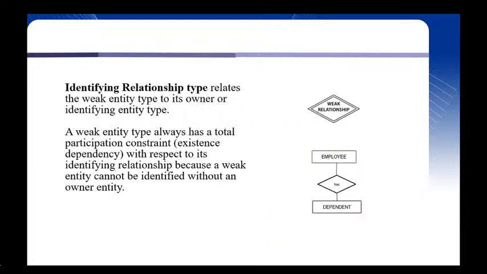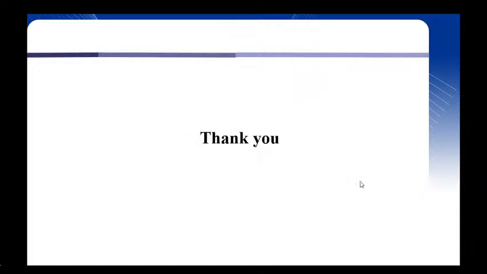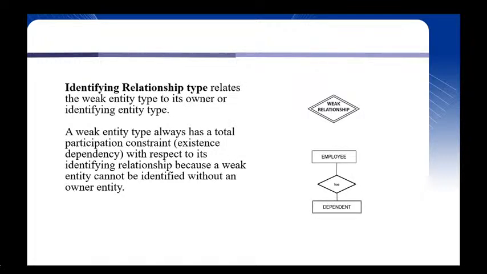Okay, moving forward, we have here the identifying relationship type. So an identifying relationship type relates the weak entity type to its owner or identifying entity type. So we have there our discussion about weak entity. The one that connects our weak entity to the strong entity is called identifying relationship type. The owner of the weak entity type is the strong, and they are related with each other through an identifying relationship type. So the weak entity type always has a total participation constraint.